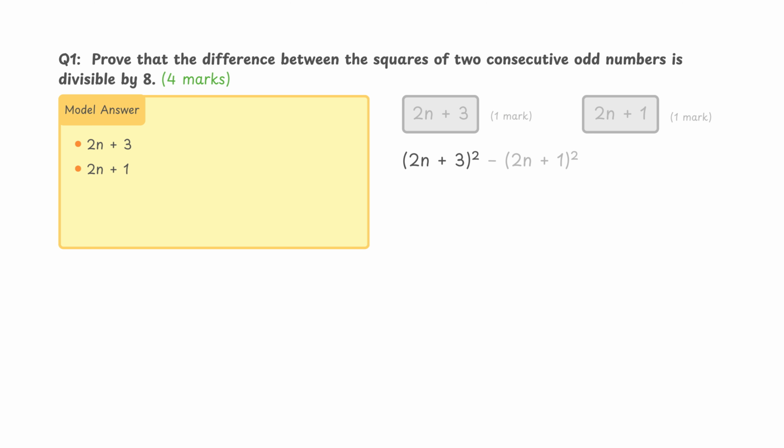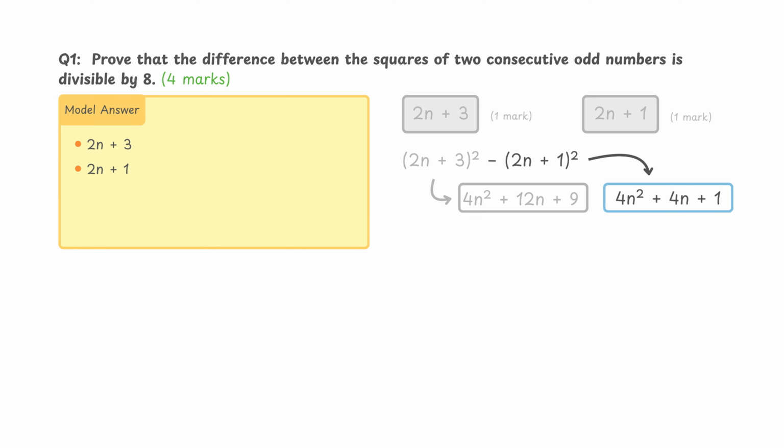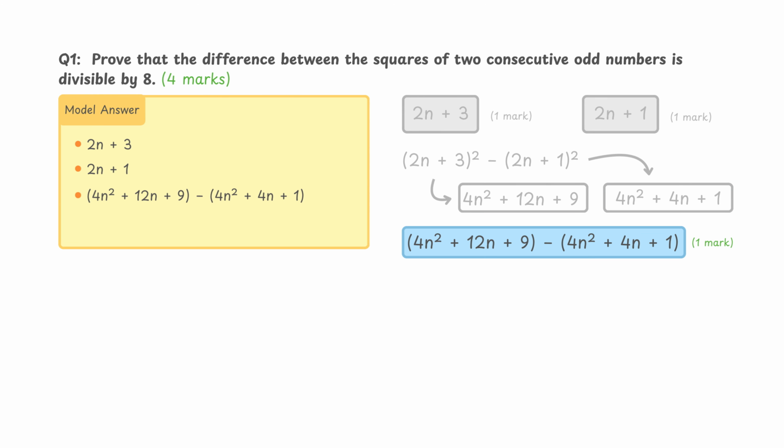2n plus 3 squared gives 4n squared plus 12n plus 9. 2n plus 1 squared gives 4n squared plus 4n plus 1. So the expression becomes 4n squared plus 12n plus 9 minus 4n squared plus 4n plus 1. This earns 1 mark.